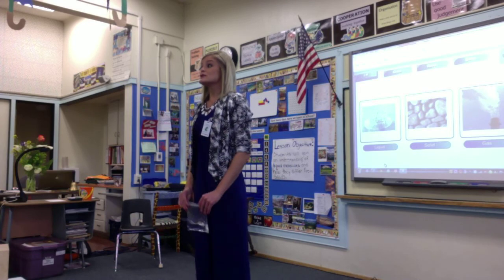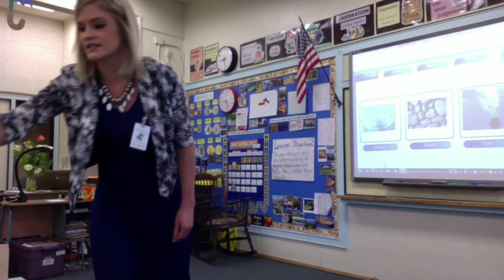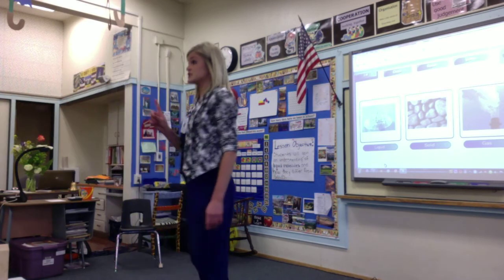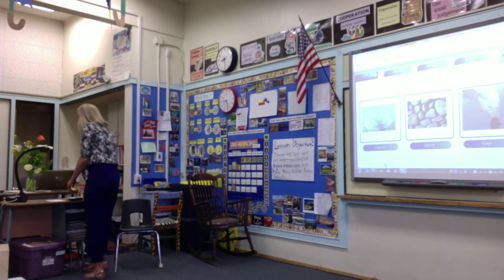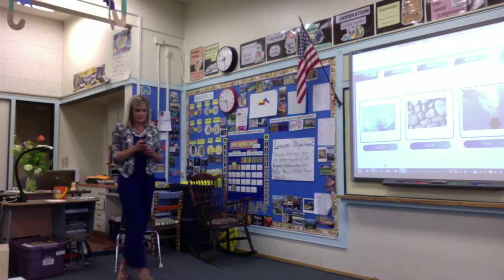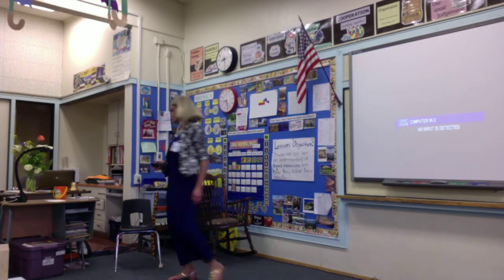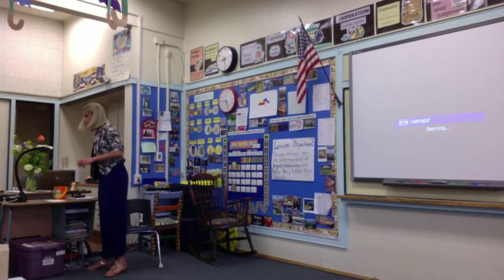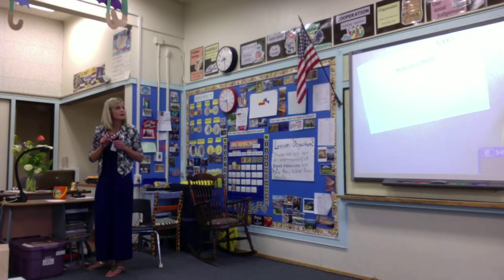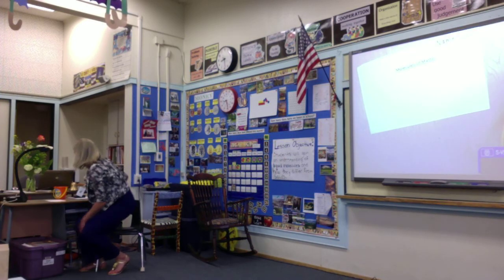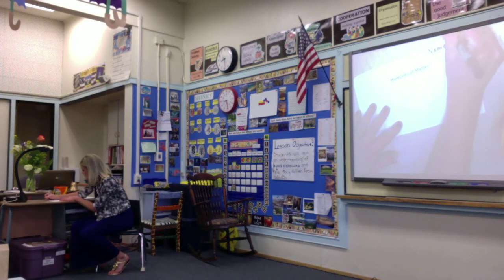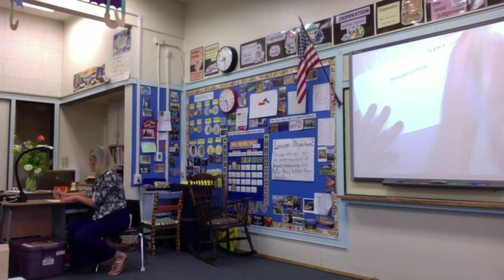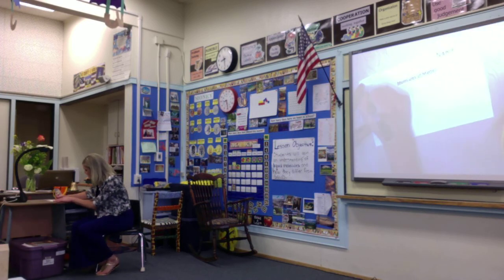Okay, so the first thing that we're going to do is illustrate what it looks like to be those molecules in a liquid. So pencils out. All right, so first we're going to label this liquid.